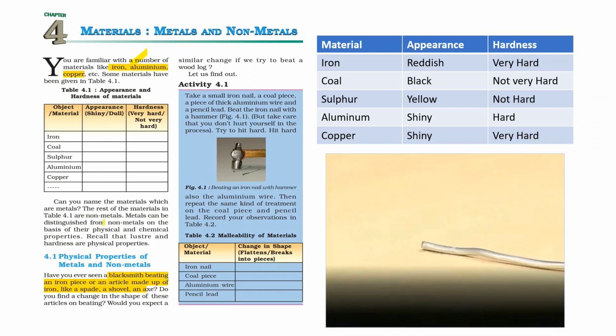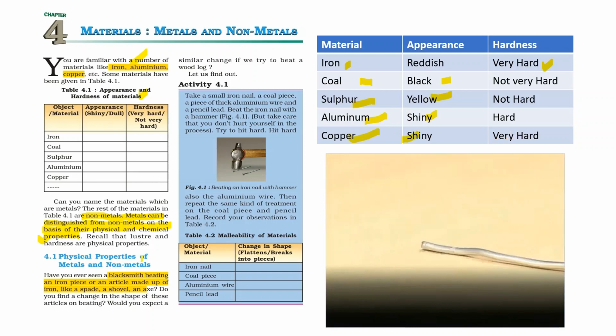Metals and non-metals are distinguishable by their physical and chemical properties. Physical properties include color, luster, sound, malleability and ductility, and the chemical properties concern chemical reactions. Looking at appearance and hardness: iron is reddish brown in color and very hard. Coal is black. Sulfur is a yellowish powder. Aluminium is shiny, and copper is also shiny and very hard.